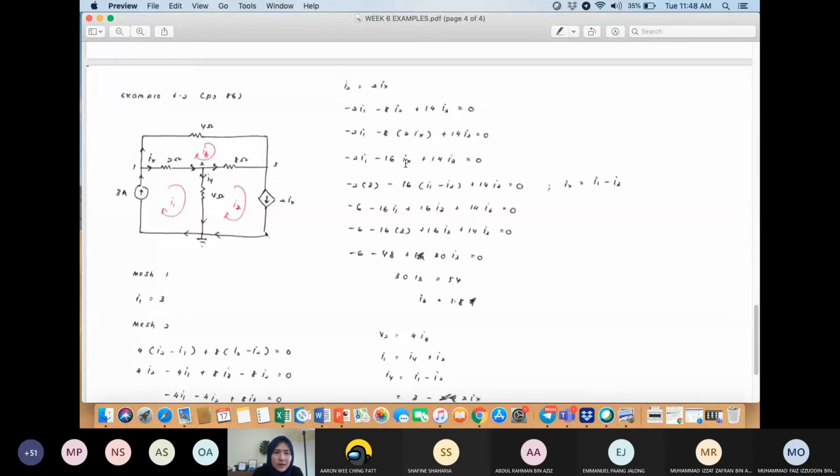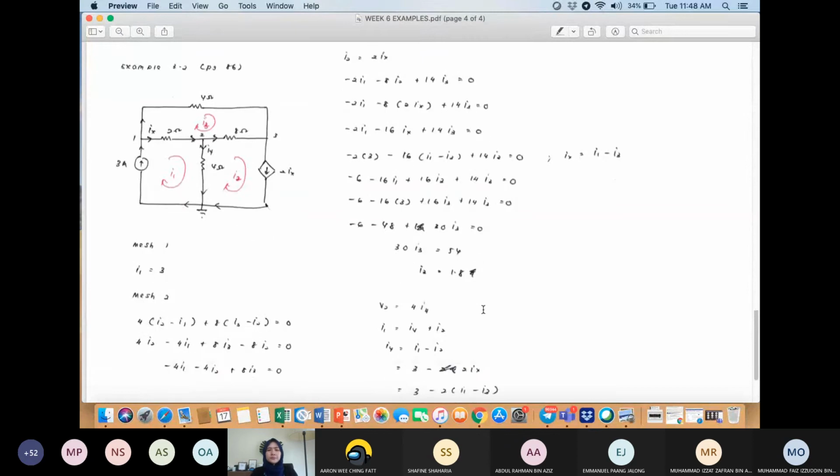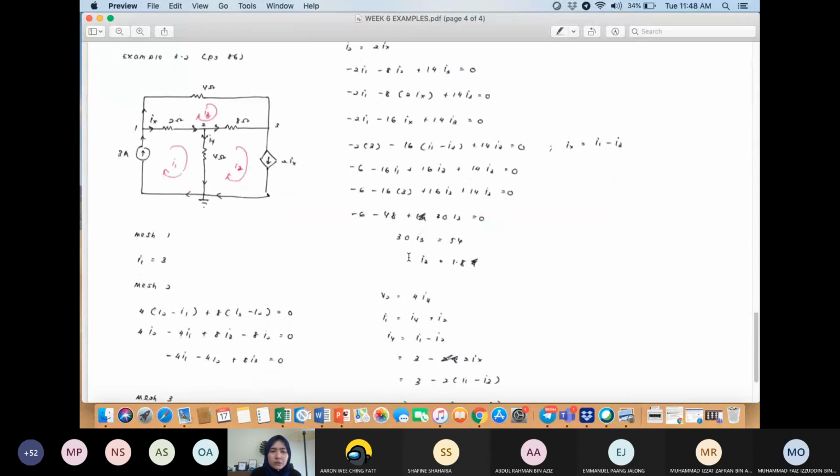Since you have Ix over here, do a nodal analysis here. So you know that Ix is equal to I1 minus I3. So 16 multiplied with I1 minus I3. You solve for this equation and you will get I3 equals to 1.8.